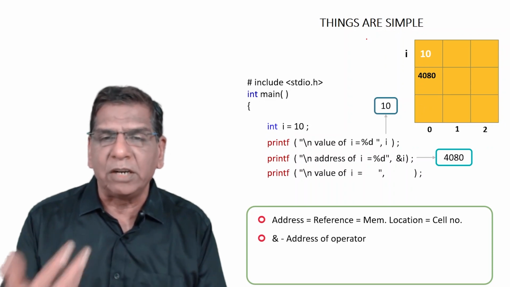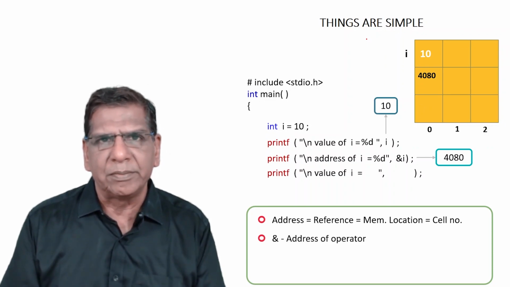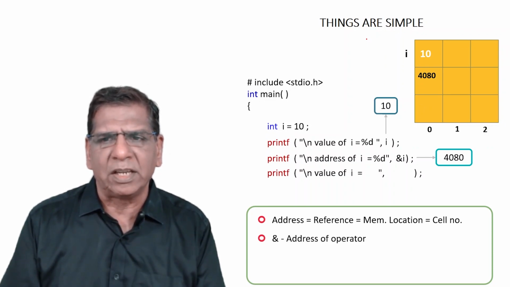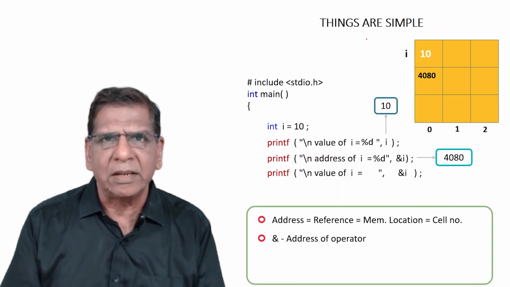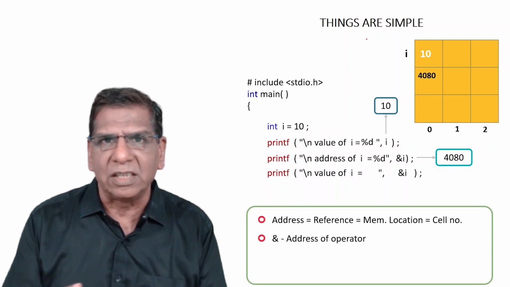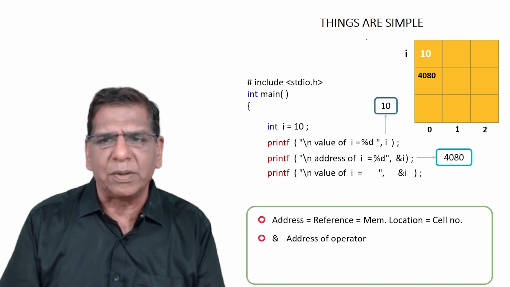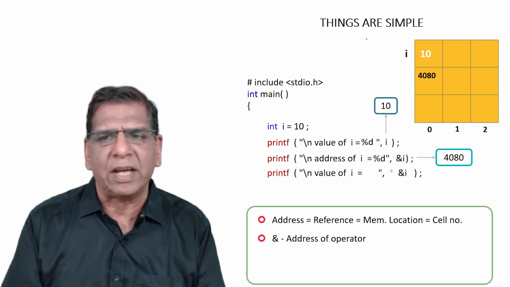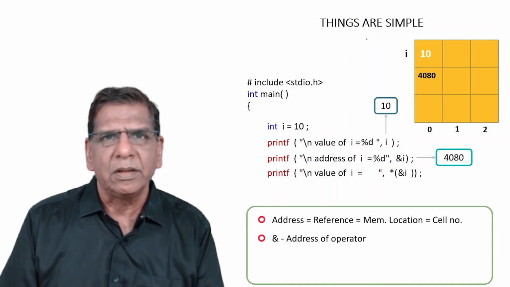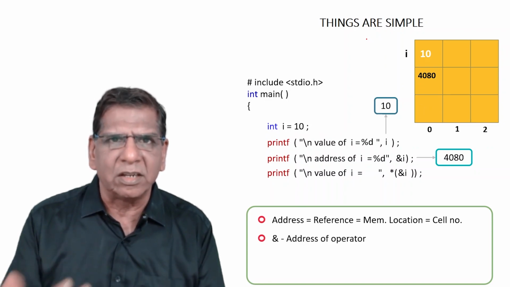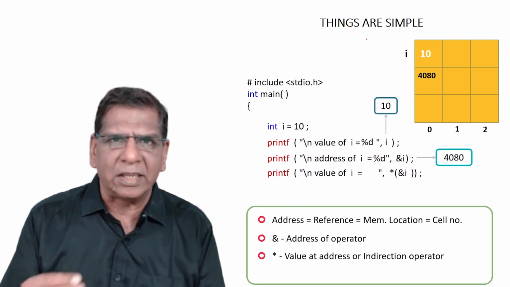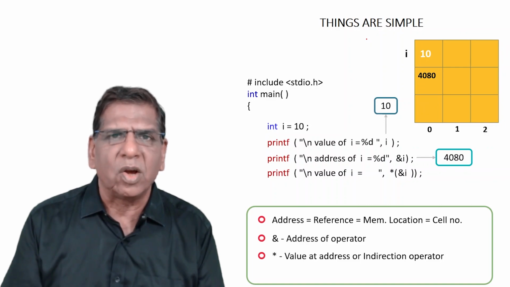If I wish to print the value of i in one more way, I can do so by saying &i, which means first get me the address of i, and then I am not interested in the address, I am interested in the value present at that address. That I can obtain by saying *(&i), where star happens to be another operator known either as an indirection operator or as a value at address operator.